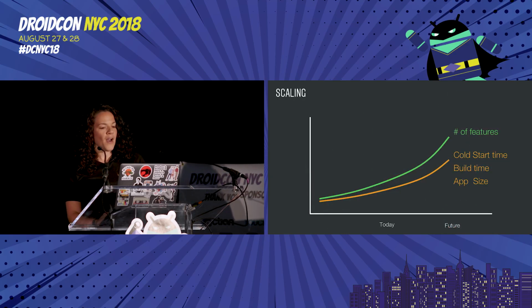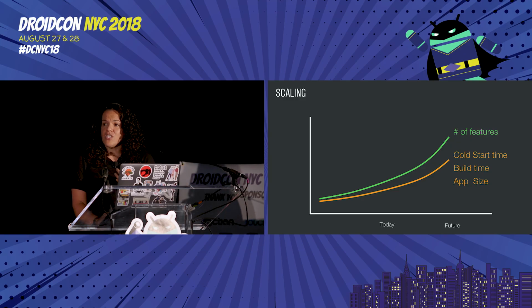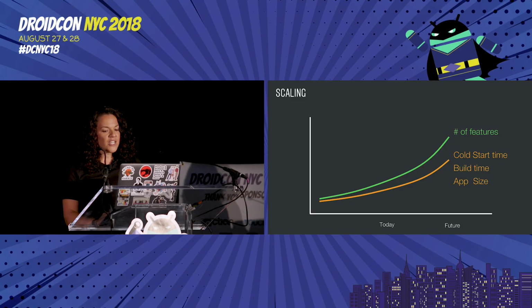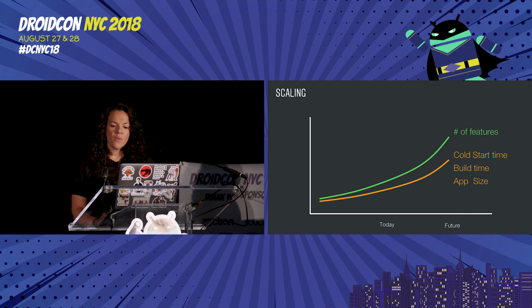So to sum up our primary concerns, the scaling challenge we face at Instagram is that as the number of features in our app grows, we risk build times, cold start time, and app size growing at the same rate. It's clearly unsustainable. Continuing this way would cause our app to feel unusable on certain devices and would be a pain for our team to develop.